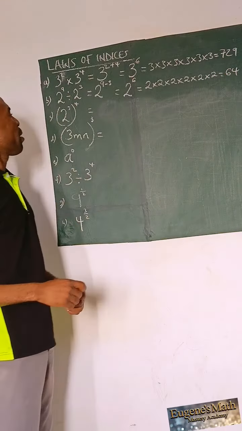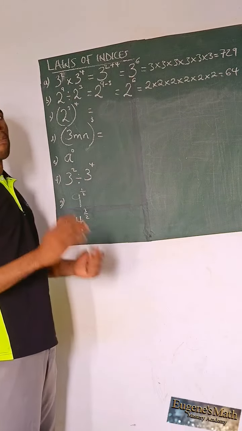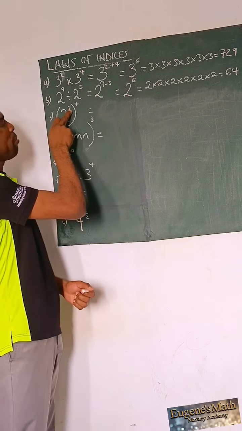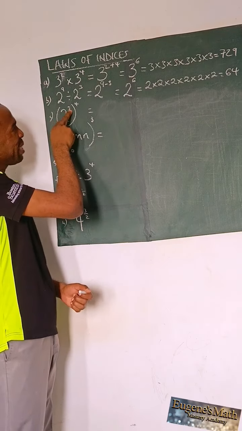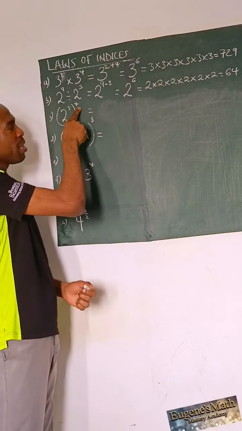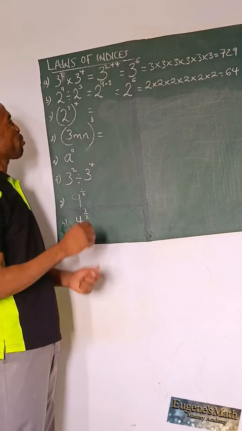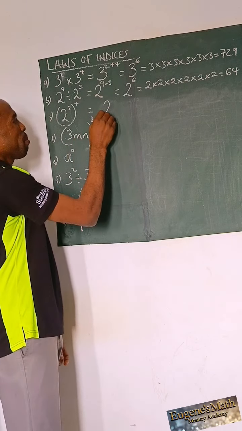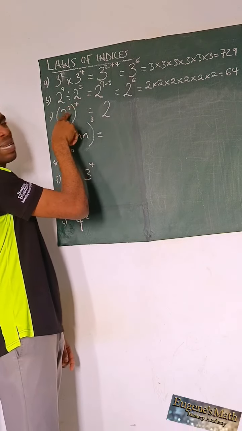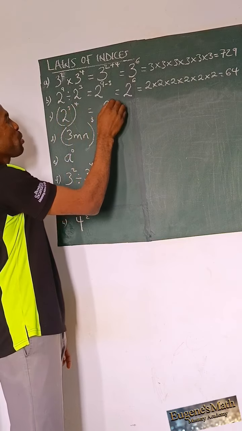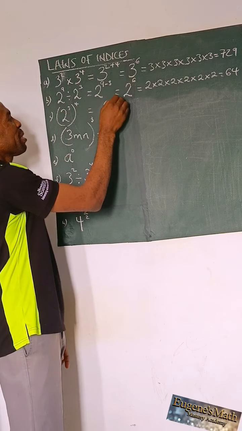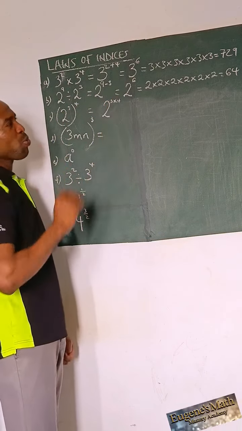Now let's see the third law. This is called the power law. Now you have a power, 2 raised to the power 3, raised to another power. So what do we do? How do we solve this problem? You're going to have this. This is the base, and then you multiply the power. So this will become 3 times 4. This is one way of doing this.